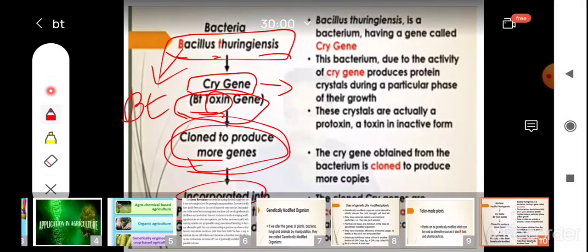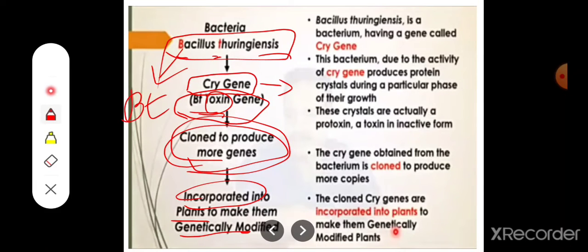We choose a plant, and into that plant they are transferring this cry gene, and they are forming the genetically modified plant. So you see here, Bacillus thuringiensis is a bacterium which has a gene called the cry gene, and due to the activity of the cry gene this bacterium produces a protein crystal. Right, the Bt toxin is a protein crystal which is produced in the bacterium's body during a particular phase of its growth.